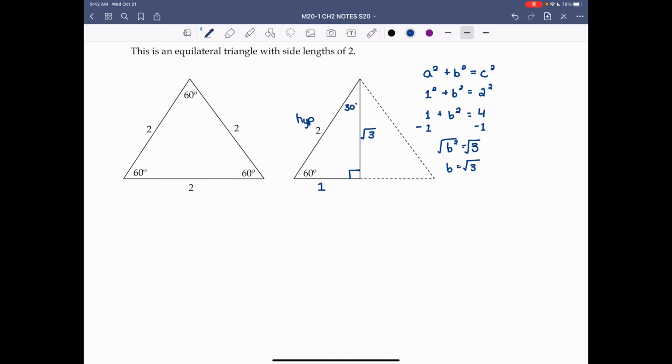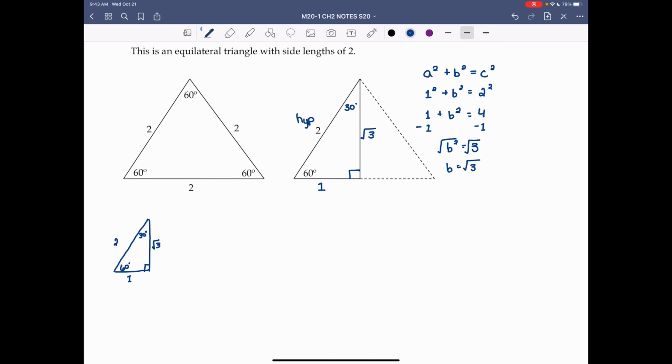Let's look at the trig functions and the value of the trig functions for each of the acute angles in this special triangle. We'll start with angle 60 degrees. I'm going to redraw the triangle down here. 60 degrees, 30 degrees, a right angle, hypotenuse is 2. The side opposite 60 is root 3, and the side opposite 30 is 1.